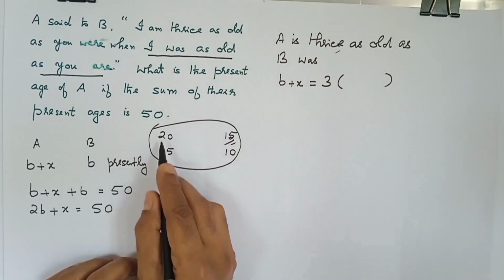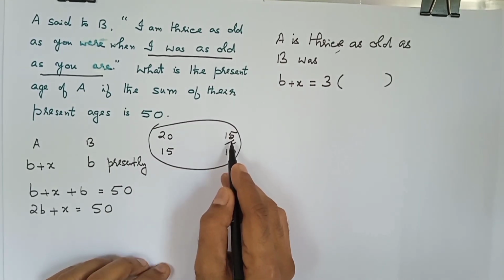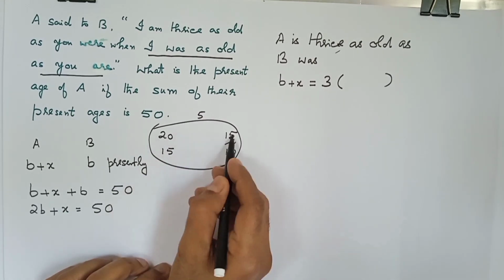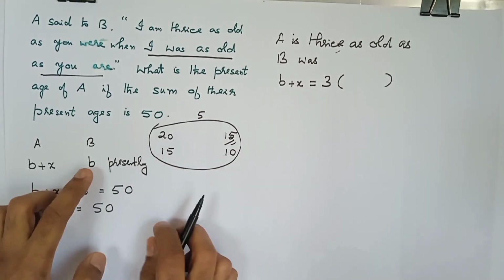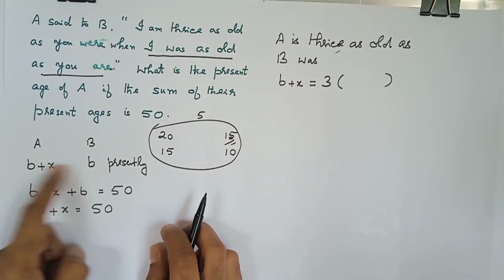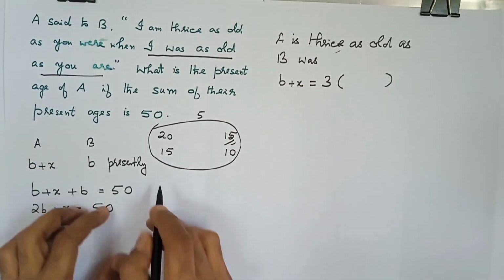How many years ago were you as old as your younger brother is? 5. That 5, how did you get? Difference between these two. In the same way, you should go back how many years ago? The difference between these two. What is the difference between these two?